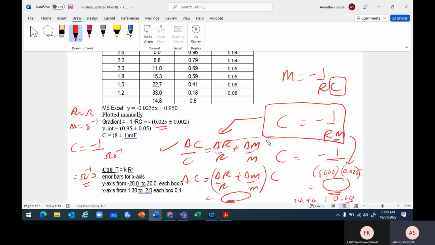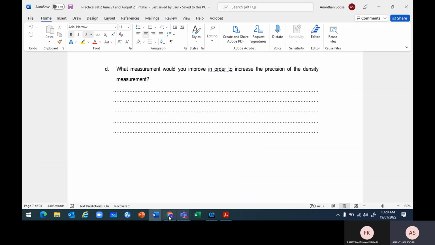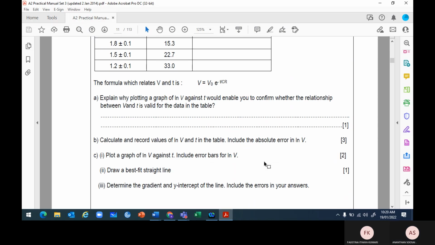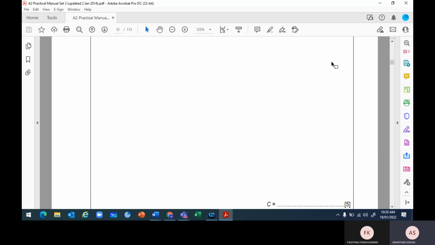By using this formula, you substitute the changes of R over R. What is your change of R over R here? How do you substitute it? In part D, they say R is 5%. That means change of R over R you write as 0.05, the fractional uncertainty. 5% is change of R over R times 100%. So straight away you put 0.05.